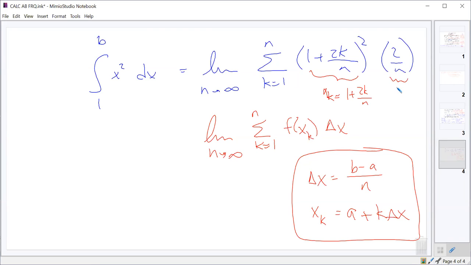And this right here ought to be our b minus a over n. Well, that ought to, right off the bat, tell us that if a is 1, b ought to be... what does b need to be? B ought to be 3. And that should give us 2 over n, and it should give us 1 plus k times this 2 over n. So b equals 3 is the only option to make this delta x equal to b minus a over n.